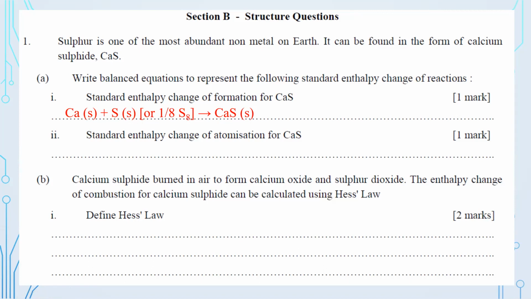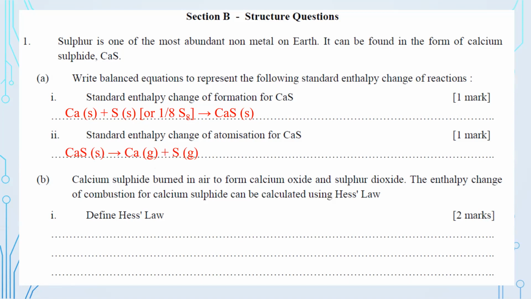Number 2, enthalpy change of atomization for CaS. So CaS atomized, that means it will become calcium gas and also sulfur gas. Okay, so state of matter is a must. So you must write out the state of matter and then balance the equations. Okay, so that will be how you solve for number 1A, 1, 2.